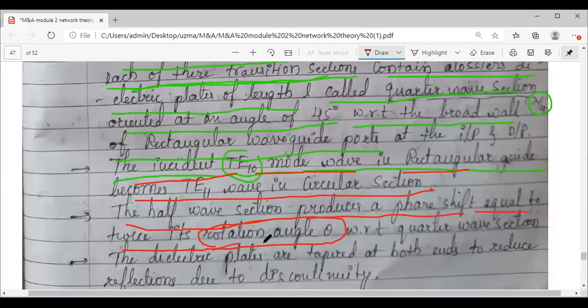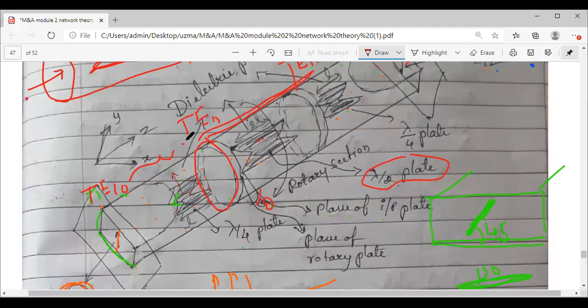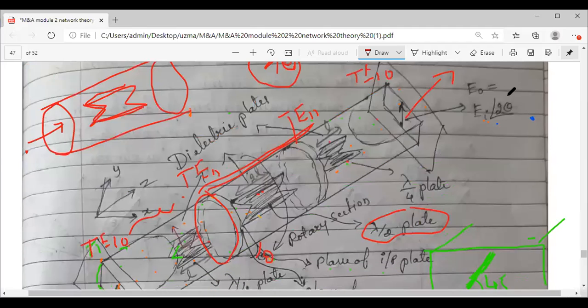So if the rotation angle is theta, this half wave section, the center section, having the length 2L, will produce a phase shift equal to twice the rotation angle. That is, the wave that finally comes out of the output port will have a phase shift of 2 theta. So if the rotation angle is theta, then your output has a phase shift of 2 theta.